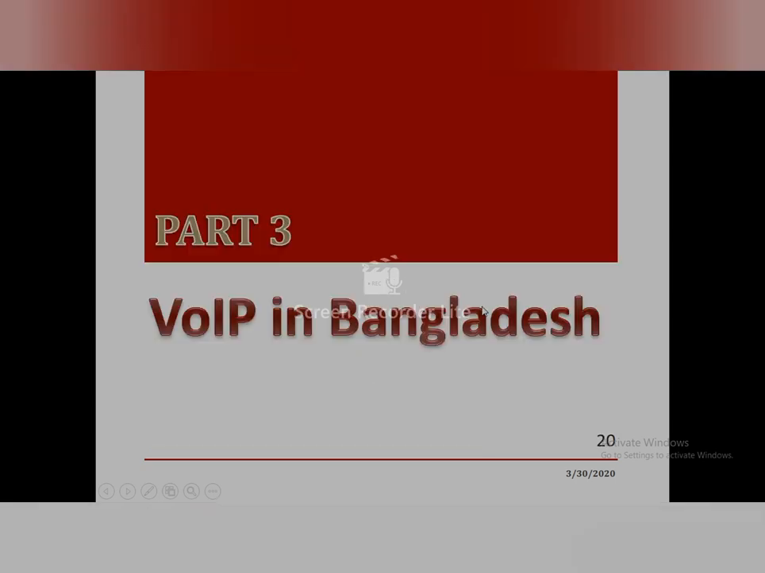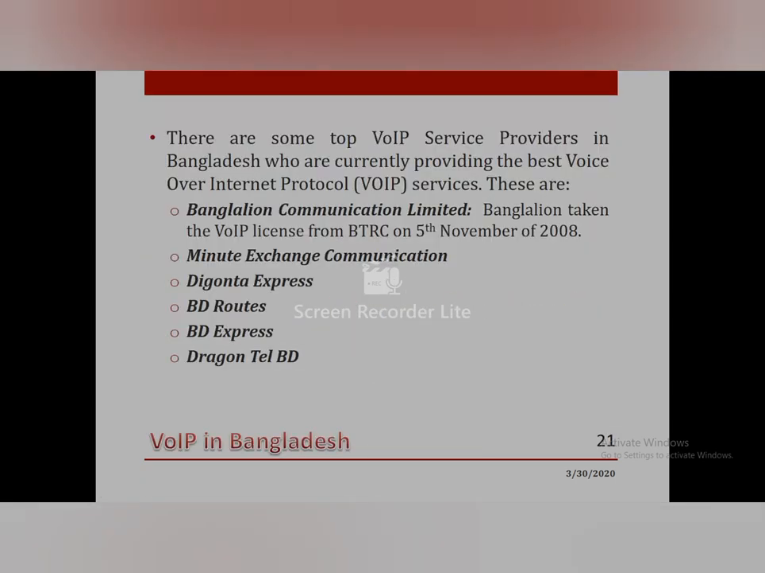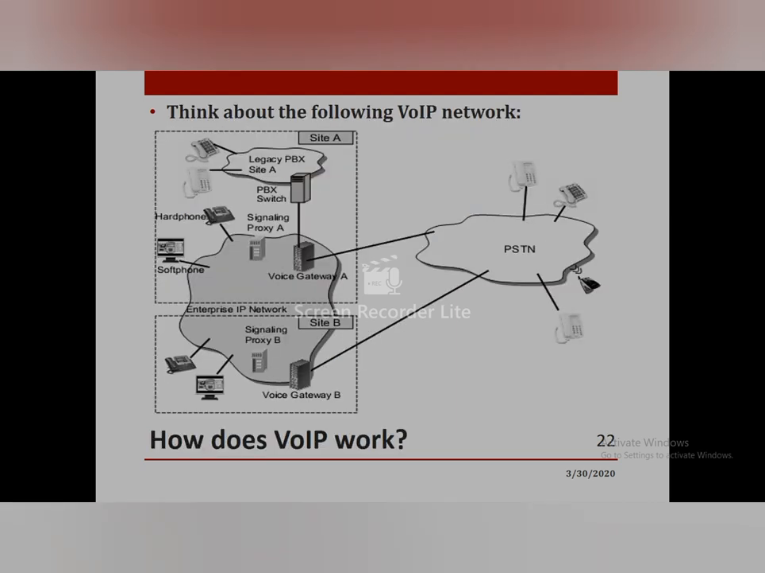And VoIP in Bangladesh: there are some top VoIP service providers in Bangladesh. There are Banglaline Communications Limited, Minutes Exchange Communications, Digonto Express, BD Routers, BD Express and Digonto Tele BD. And here is how a VoIP network works. There are two sites, site A and site B, and there is a telephone network. We think of site A as Bangladesh and site B as India. That means if we call from India to Bangladesh by using the VoIP network, then we can call in such a way.